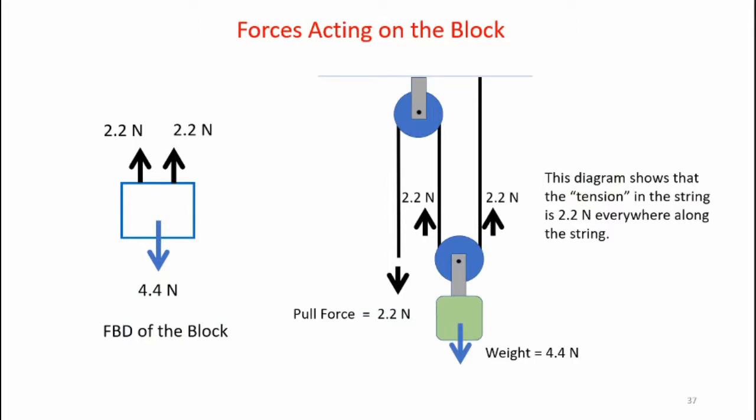Now, if we redraw our free body diagram with the forces, we see that we have 2 forces upward at 2.2 newtons and 1 downward force at 4.4 newtons. And those are equal and opposite. Now, the diagram shows that the tension in the string is 2.2 newtons everywhere along the string.